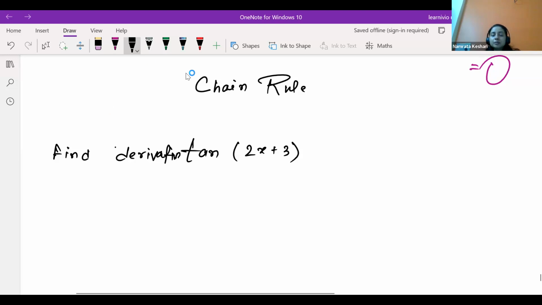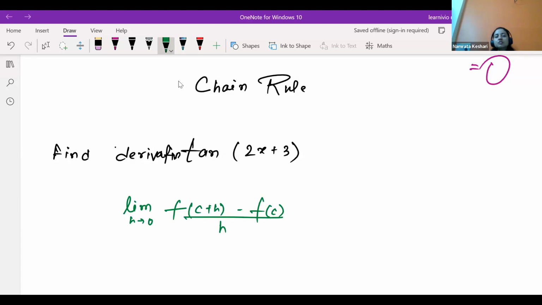Do you know, Fatima, what is first principle for finding the derivative? What is the first principle? The limit concept? No, ma'am. I think they did last year. It was there last year. It was limit h tends to 0, f of a plus h or c plus h, whatever, minus f of c over h. This rule we were using for finding the derivative, right?